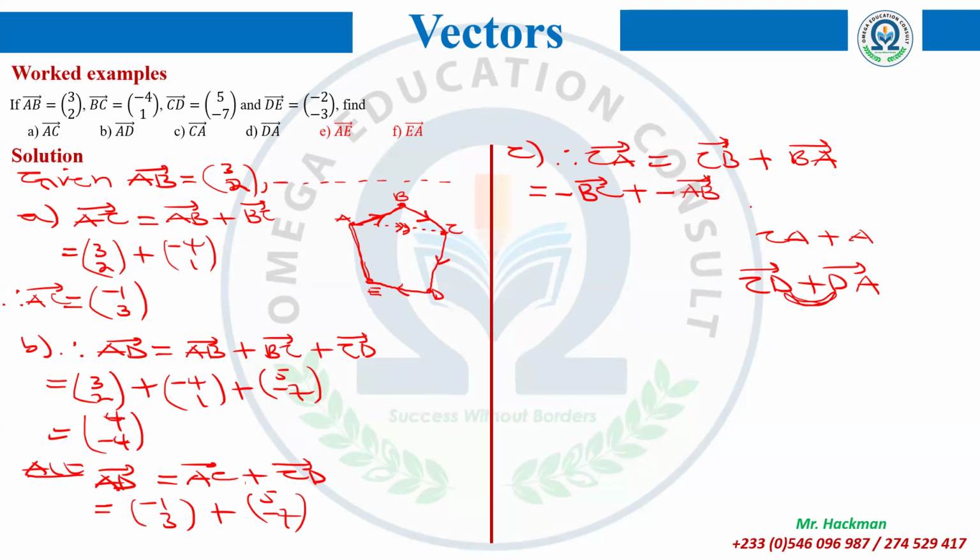Is my point well made? Yes. Which in effect will be equal to your vector minus your vector BC. Your vector BC, you know, that is given as (-4, 1).